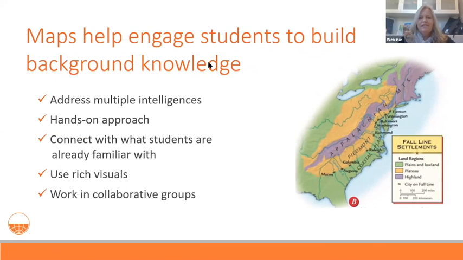Well, I think one small way that we can help build background knowledge is more use of geography, and particularly using maps and those visual supports to help students engage, partly because it addresses multiple intelligences. If you have maps in your classroom that you can write on, or ones that you got free and print out, the students have something in their hands.